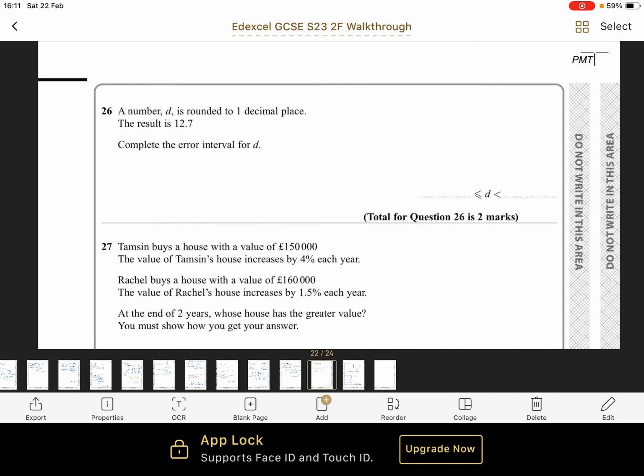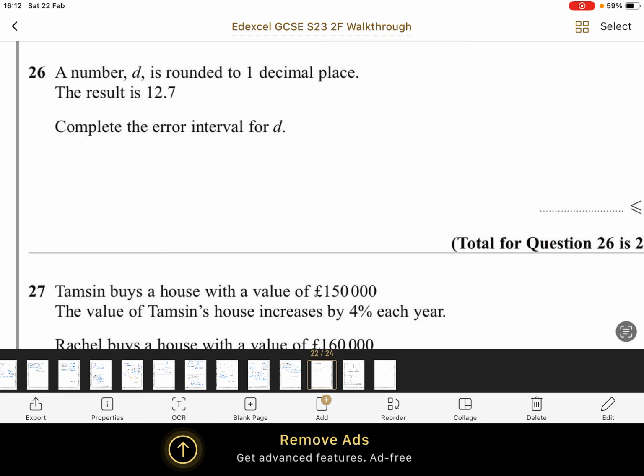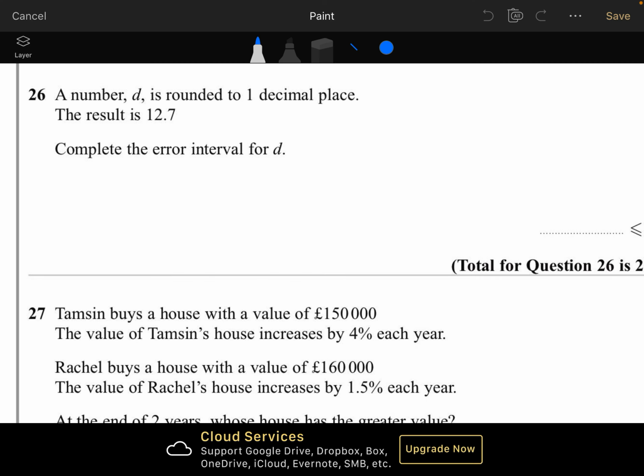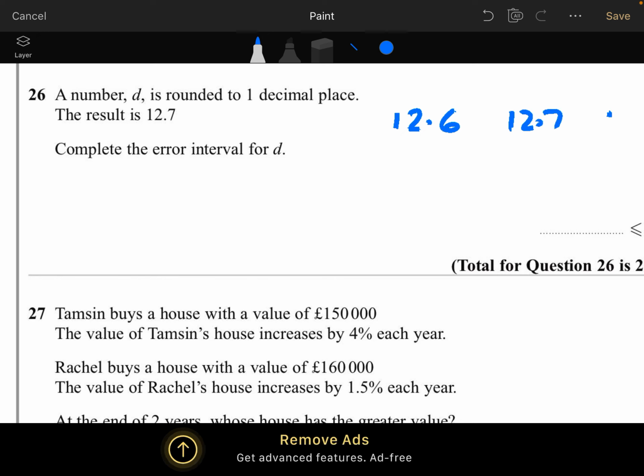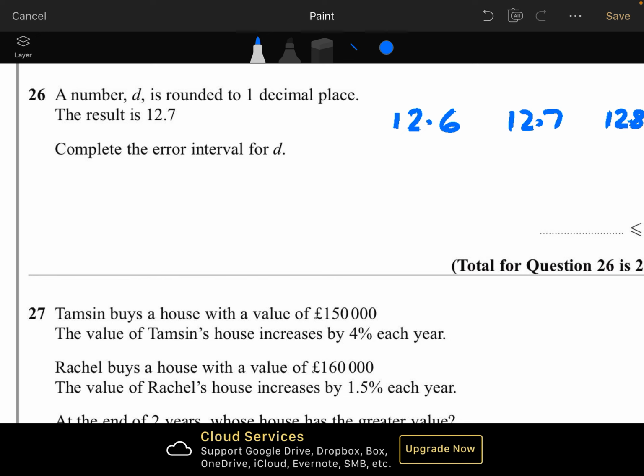Question 26. A number D is rounded to 1 decimal place. The result is 12.7. Complete the error interval for D. Now if it's rounded to 1 decimal place, below it is 12.6, then 12.7, and then up to 12.8. So if I think about that as a line, these are the choices to 1 decimal place.